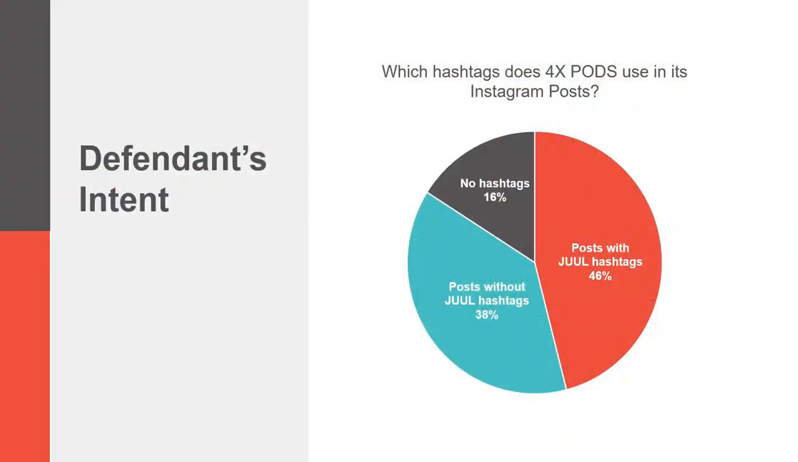Here's a mock-up of what that analysis could have looked like. In this case, the defendants used the Juul wordmark in nearly half of their Instagram posts, indicating there was a clear and intentional pattern of behavior by the defendant.